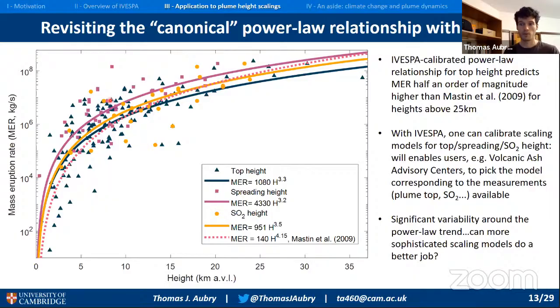We also have data for the SO2 height, which is here in yellow. And again, the corresponding power law relationship. You can see SO2 height generally falls in between the top height and the spreading height. Obviously, there's lots of variability around this main power law trend. So the big question is, can more sophisticated models do a better job?